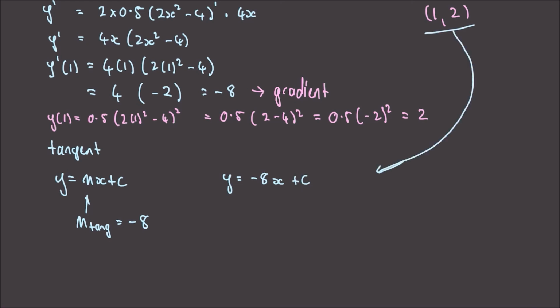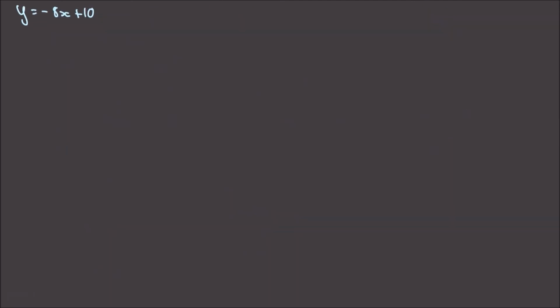So now all that's left is to plug this back into our original straight line equation with our x and y values and the -8, and solve to find that c in this case is equal to 10. So that means our equation of our tangent is going to be y = -8x + 10. Right, so this is the equation of a tangent line.